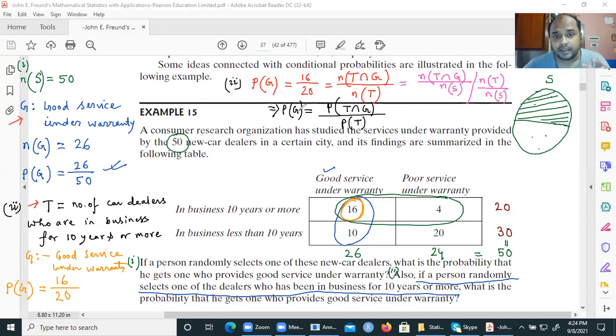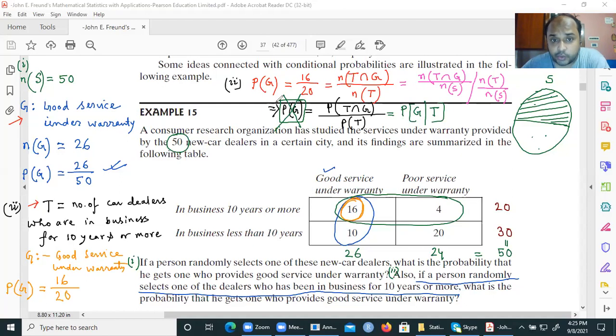Now here we shall not consider this notation that I have written. I shall not consider this notation because it is quite confusing, because this notation doesn't reflect that your sample size has squeezed. So instead of writing this notation for probability of G, to make you understand that my sample size has squeezed from S to T, I can reflect it in this notation. I can write that we are interested in finding the probability of car dealers giving good service under warranty, provided we have selected car dealers who are in business for 10 years or more.